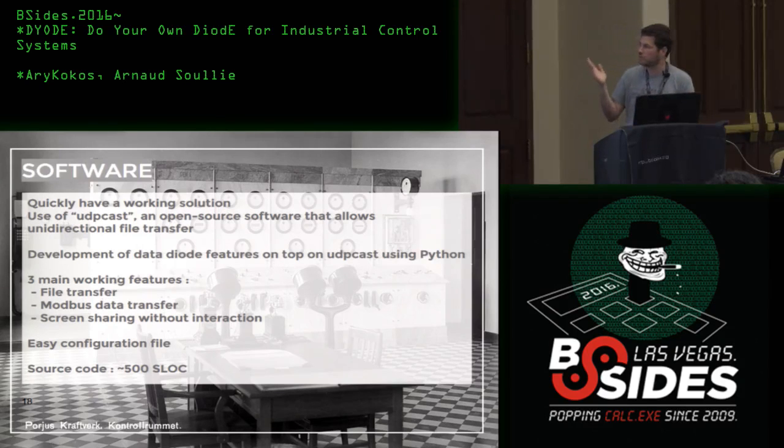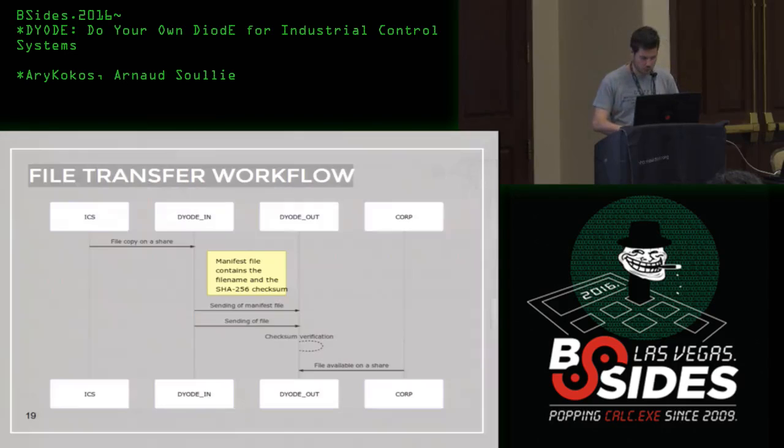So using this application, we were able to have the core of our product, and we produced some Python code to use that application to do file transfer, Modbus transfer, and screen sharing. We also have a quite easy to understand configuration file, and it's only about 500 single lines of code.